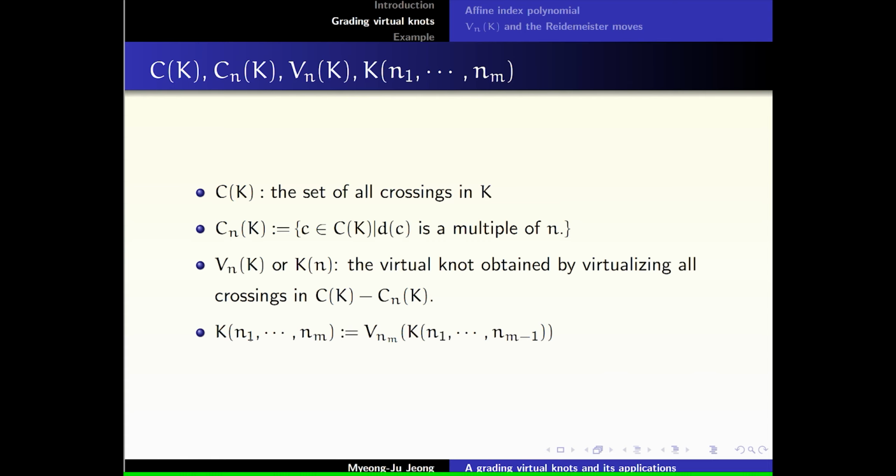And inductively, we will define K of n1 through nm as the V of nm applied to K of n1 through n(m-1). In this way, for each natural number n we can consider V n of K, and if n1 through nm are integers, we can also get a virtual knot defined in this way.